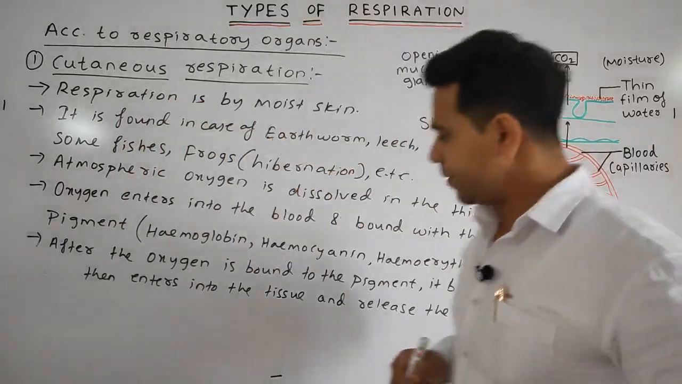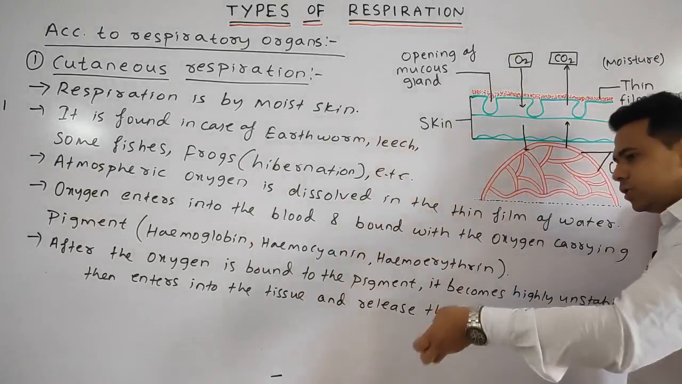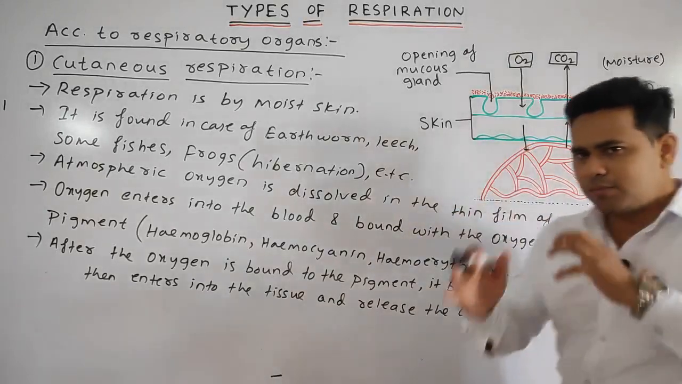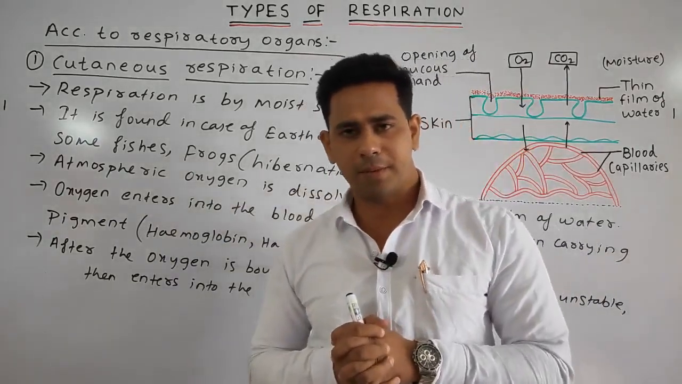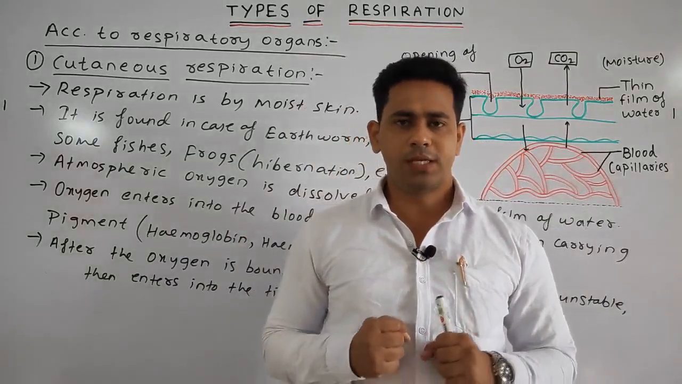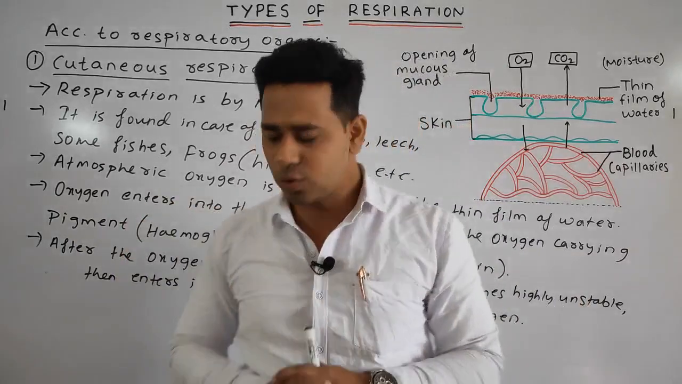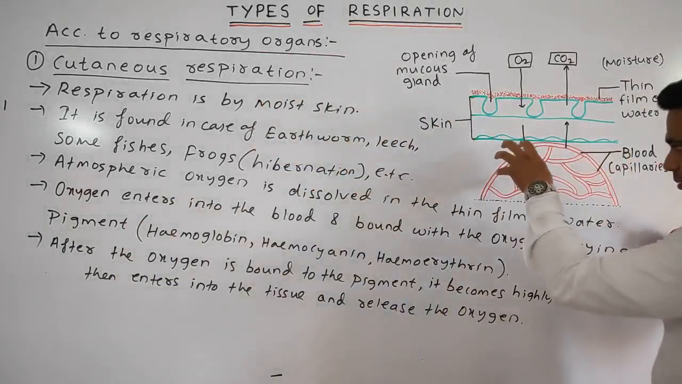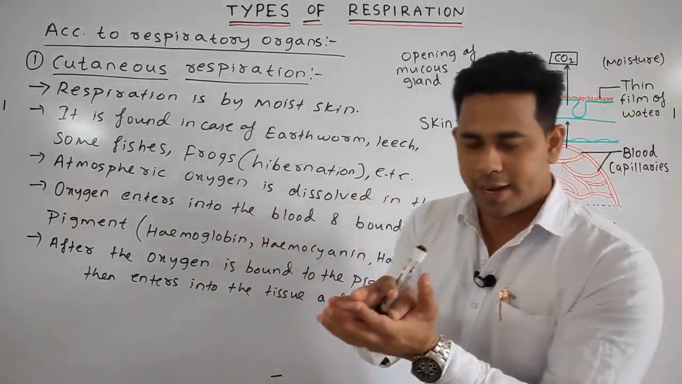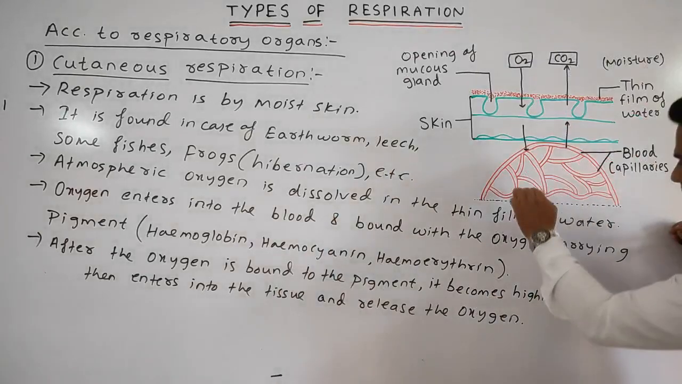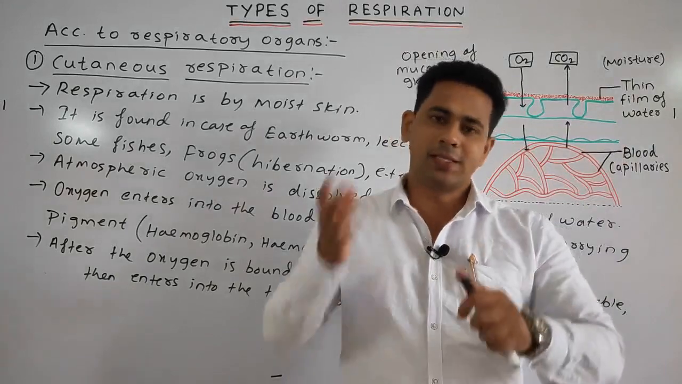See what happens after the oxygen is bound with the oxygen carrying pigment. It becomes highly unstable. As soon as it becomes bound to the pigment, it becomes highly unstable. It means as soon as it is bound, it wants to release the oxygen somewhere. So what does it do? That unstable structure, which is bound with the oxygen and the pigment, enters into the tissue where it releases the oxygen. And the cycle goes on.